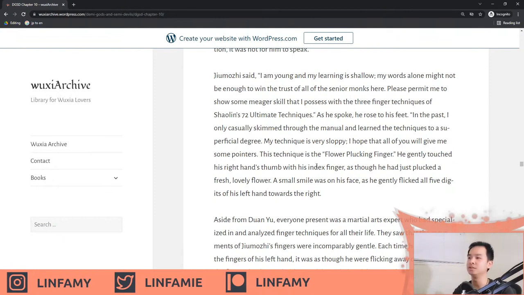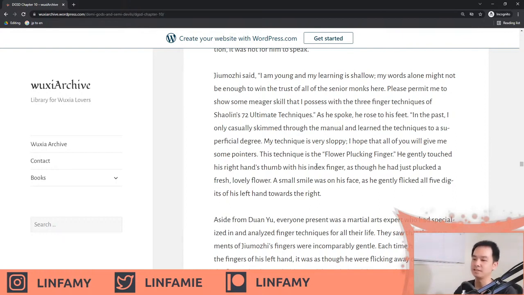As he spoke, he rose to his feet. "In the past, I only casually skimmed through the manual and learned the techniques to a superficial degree. My technique is very sloppy. I hope that all of you will give me some pointers. This technique is the flower plucking finger." He gently touched his right hand's thumb with his index finger, as though he had just plucked a fresh, lovely flower. A small smile was on his face as he gently flicked all 5 digits of his left hand towards the right.